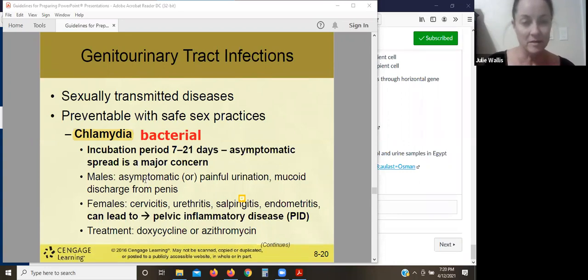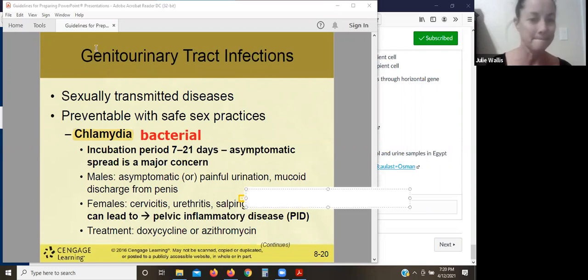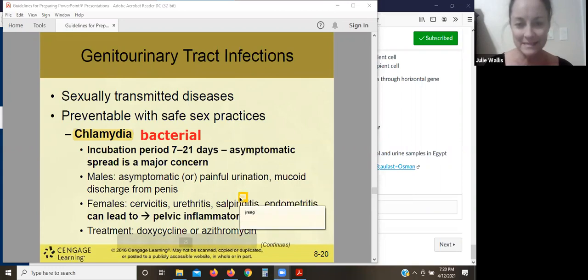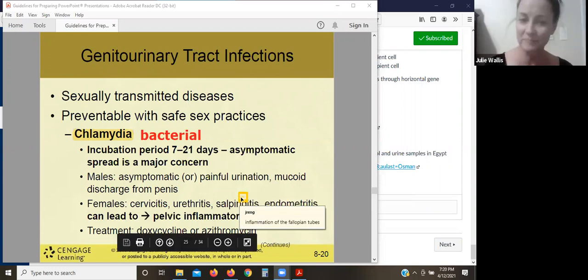In males, it's even more common to be asymptomatic, but may have painful urination, mucoid discharge from the penis. Or in females, it might infect other areas that cause inflammation: the cervix, the urethra, the fallopian tubes. This is salpingitis, which I had never heard it referred to before. That means inflammation of the fallopian tubes. Endometritis is inflammation of the endometrium.